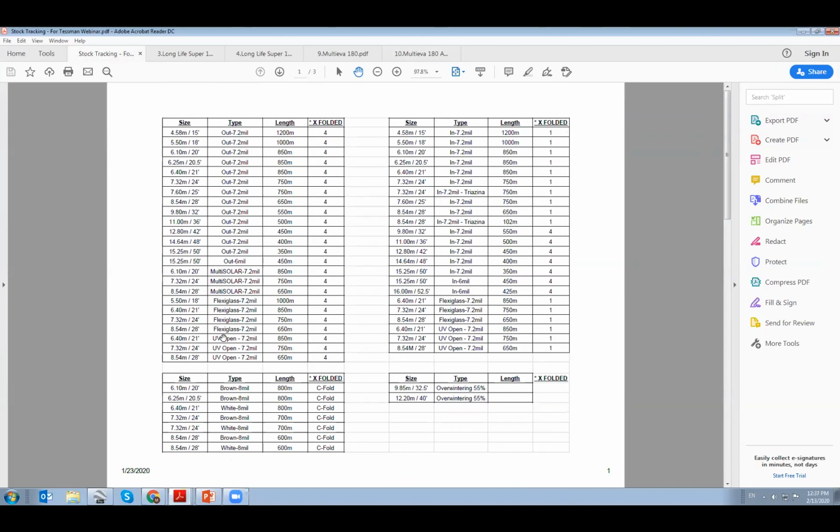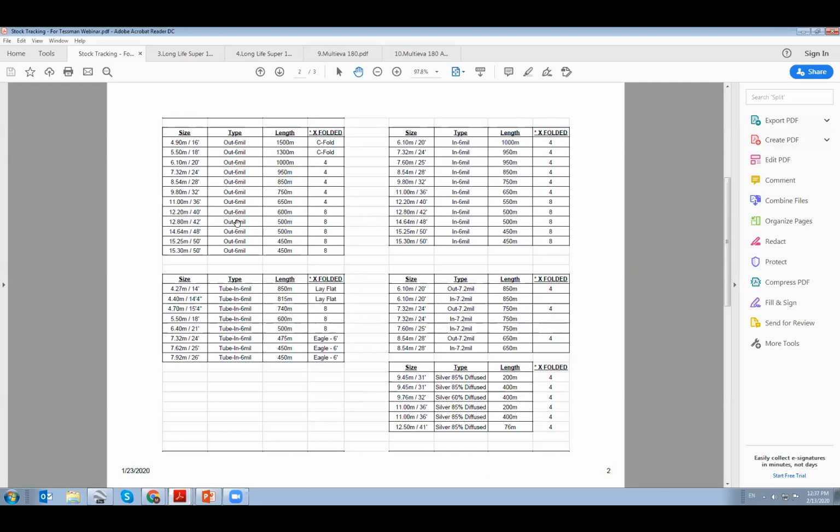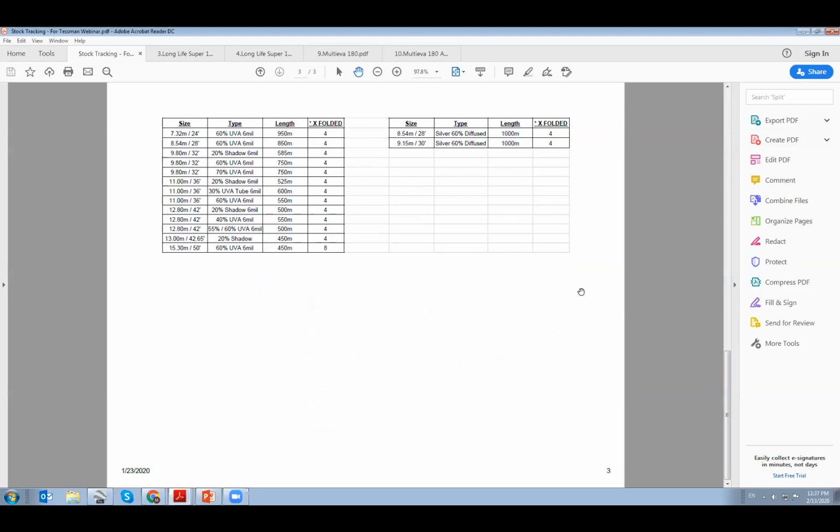We also have some 8 mil poly for non-growing areas for more shading, as in brown and white down here, as well as our line of 6 mil poly. You'll see here it says out, and I'll get into that in a little more detail. We also supply tubes. I know that last year we had several customers through Steve that needed tubes. And we also had different shades of white that we can supply.